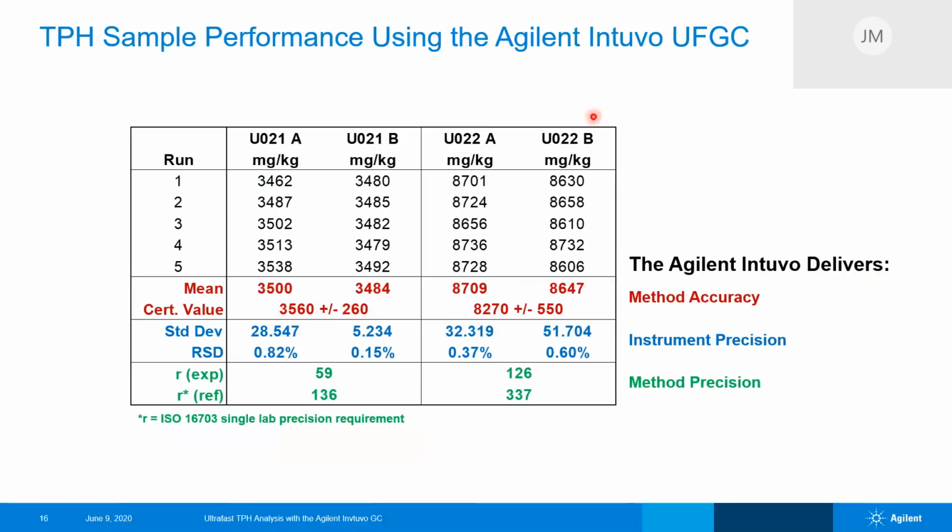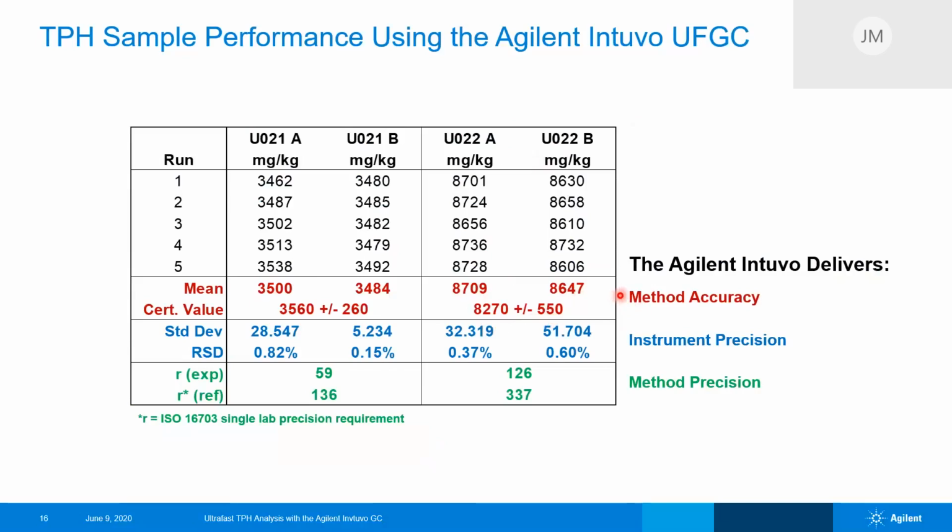Again, if we look at the river sediment samples, these are a little more challenging, of course, because they have a higher matrix load, a lot more cleanup that has to be done. You can see again our 2 sample preps and our 5 runs of each one of those. And we have a measured value of 8709 milligrams per kilogram and 8647. And again, you can see that is near perfect agreement with the certified value of 8270 plus or minus 550. So we're getting very good accuracy. We're really agreeing with those laboratories that are running the standard slower ISO method for TPH.